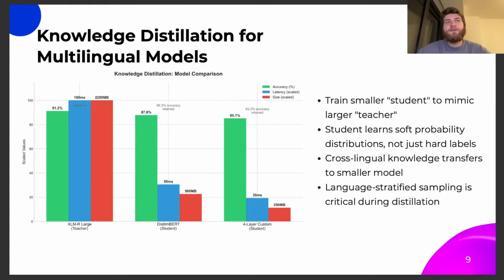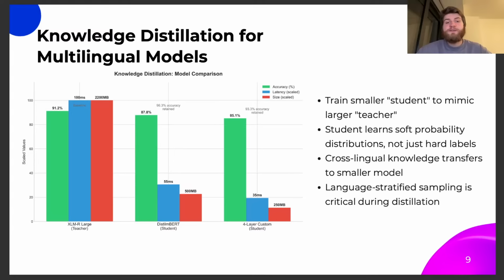So here's a typical distillation setup. The teacher is XLM large with 550 million parameters. The student is a smaller architecture. This could be, let's say, DistilBERT Multilingual with 66 million parameters, or even a custom architecture. So training uses soft labels from the teacher with temperature scaling.